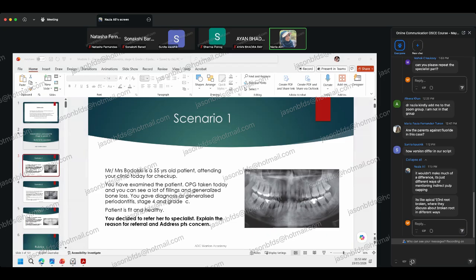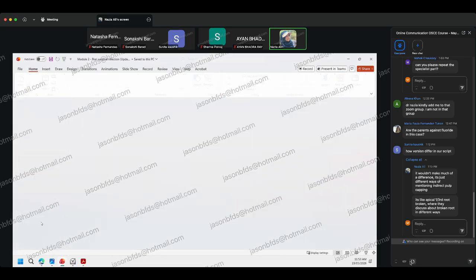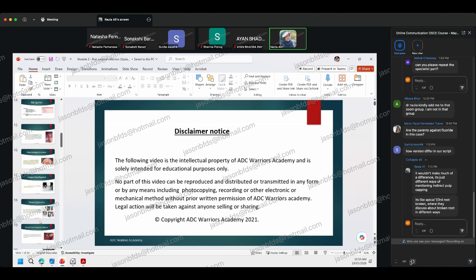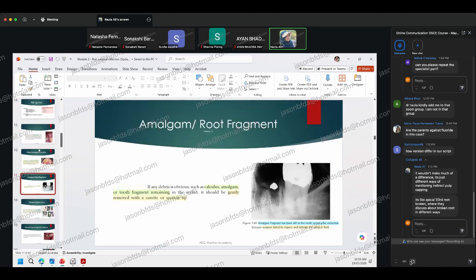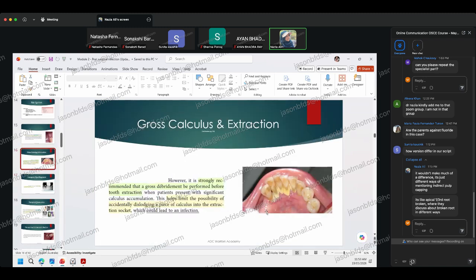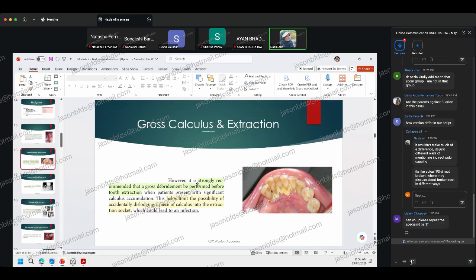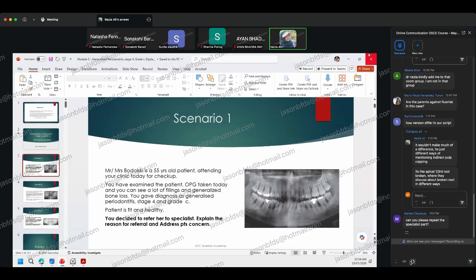Remember, there's a case called post-surgical infection. And you know what happens in post-surgical infection when you don't do a scaling? Look at this. Gross, this is what I'm talking about. However, it is strongly recommended that a gross debridement be performed before tooth extraction. It helps limit the possibility of accidentally dislodging a piece of calculus into the extraction socket. So that's what we're talking about.